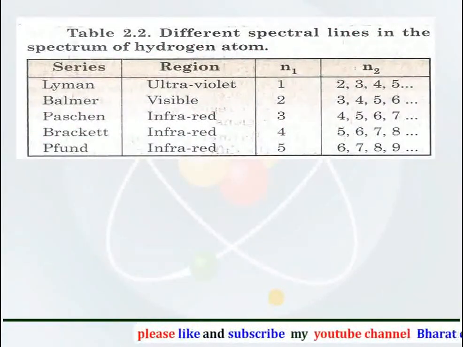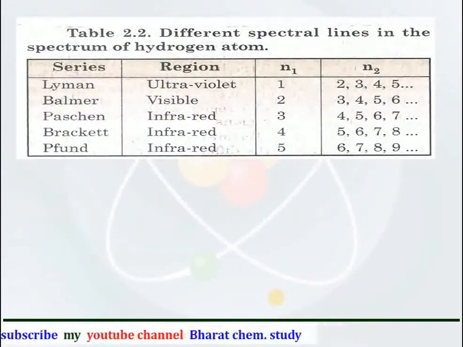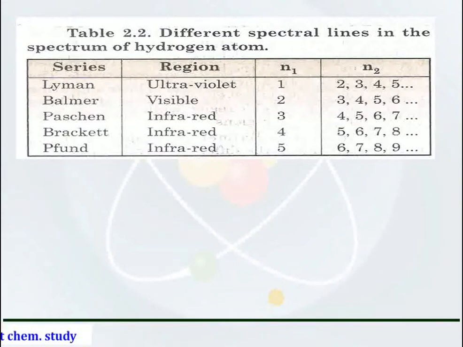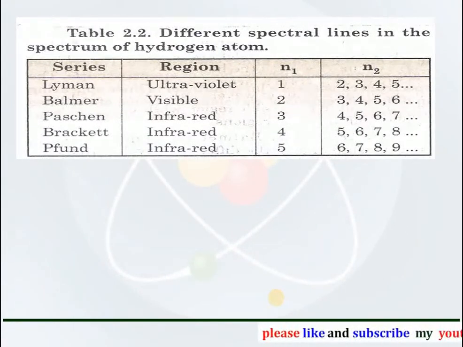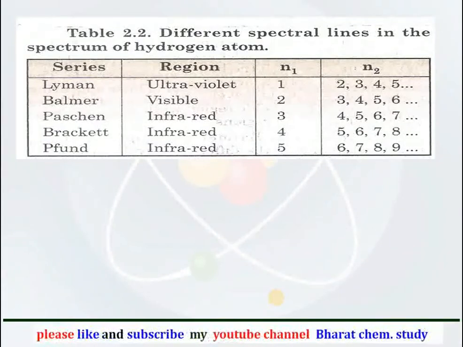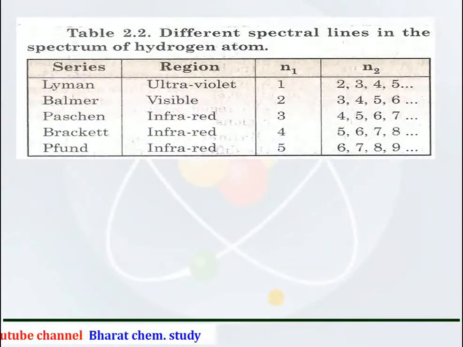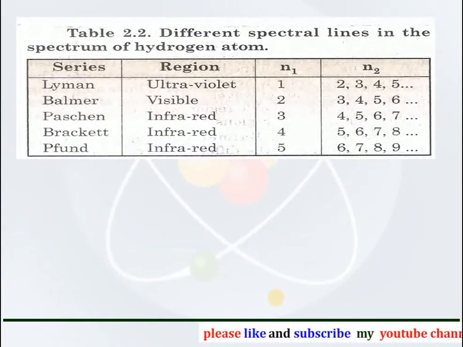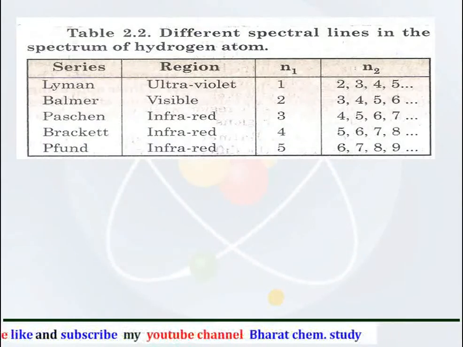Now this table again we are going to study so that we can understand what will be the n1 value for different series and what will be the value of n2. Lyman series is visible in ultraviolet rays, and for that n1 is equal to 1 and n2 is equal to 3, 4, 5, 6 and so on. In Balmer series, which is visible in visible light, n1 is equal to 2 and n2 will be 3, 4, 5 or 6.